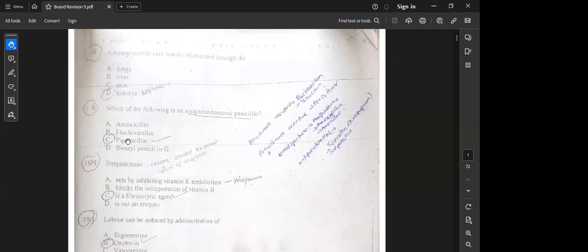Aminoglycosides are mainly eliminated through the lungs, liver, skin, kidneys. Dr. Bonner said through the kidneys. Give us examples of aminoglycosides.